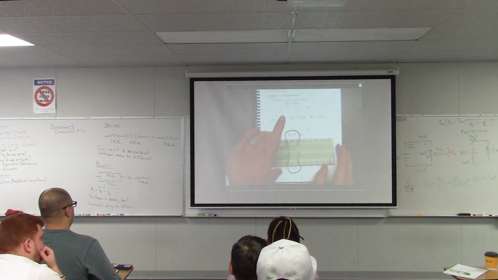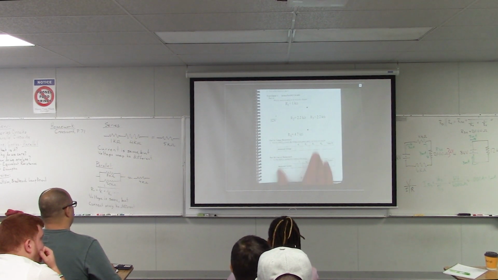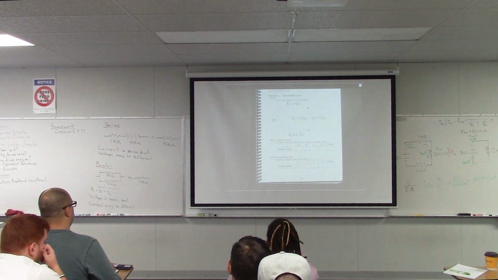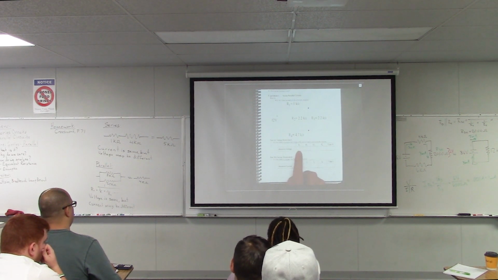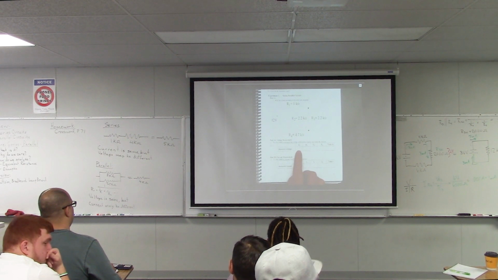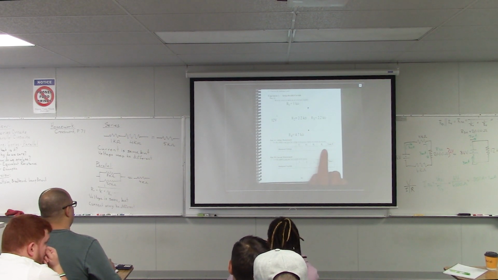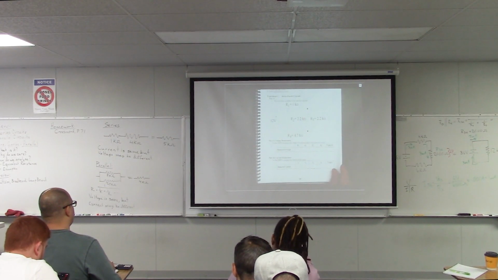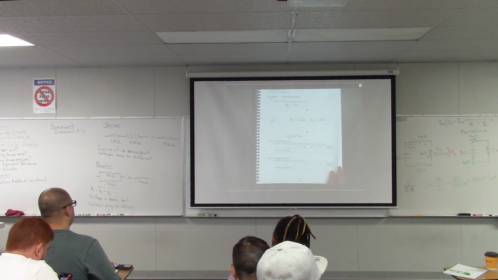So for this part of the lab, you will build a circuit on the breadboard that matches this schematic, and then you will find the voltage across each of the resistors and the current through each of the resistors. Okay? So, any questions about that?